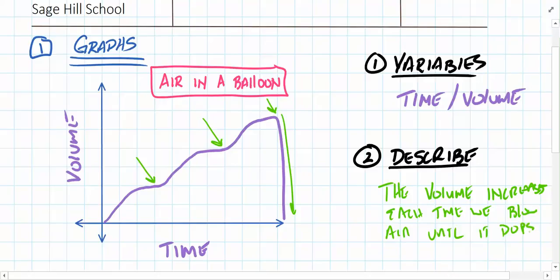Okay, so notice that we are using both of the variables in the description, right? It would say the volume increases each time that we blow in the air until it pops. So over time, every time that we blow in air, the volume increases until it pops.